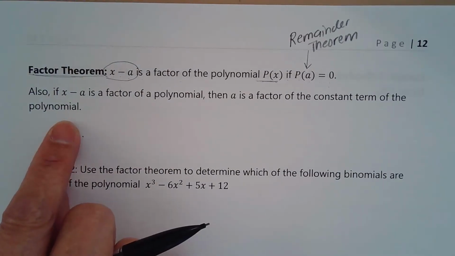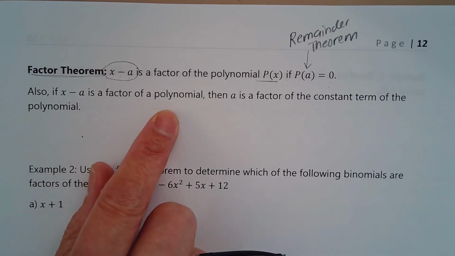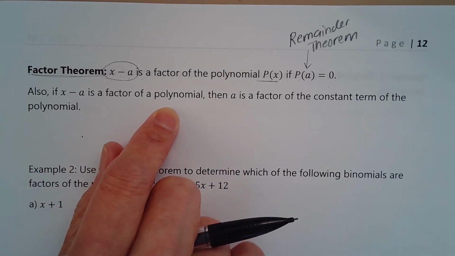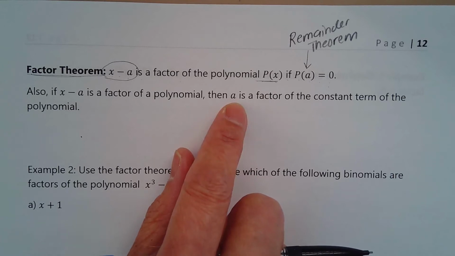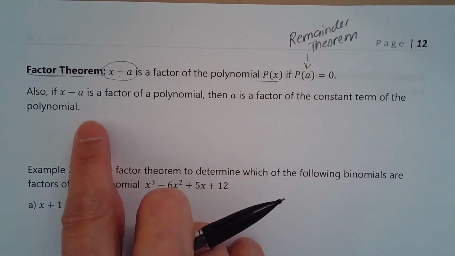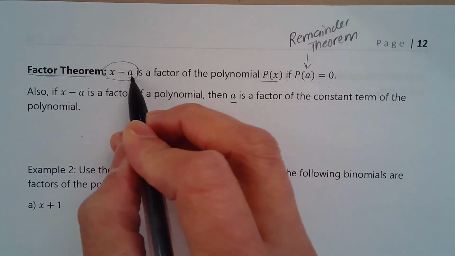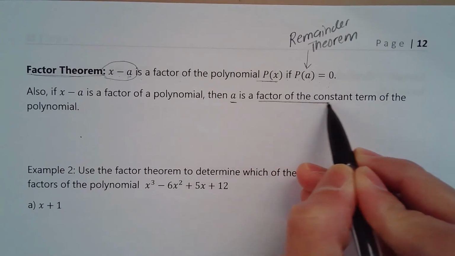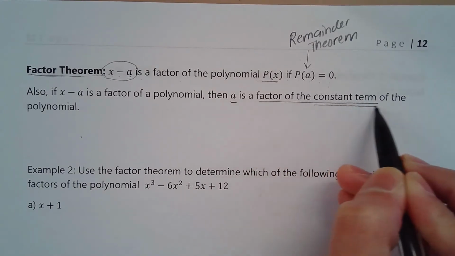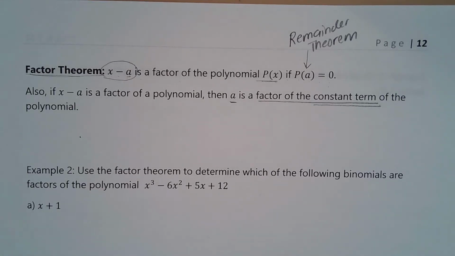Also, if x minus a is a factor of a polynomial, then a is a factor of the constant term of the polynomial. A is a factor of the constant term. We'll talk about the constant term for a second.